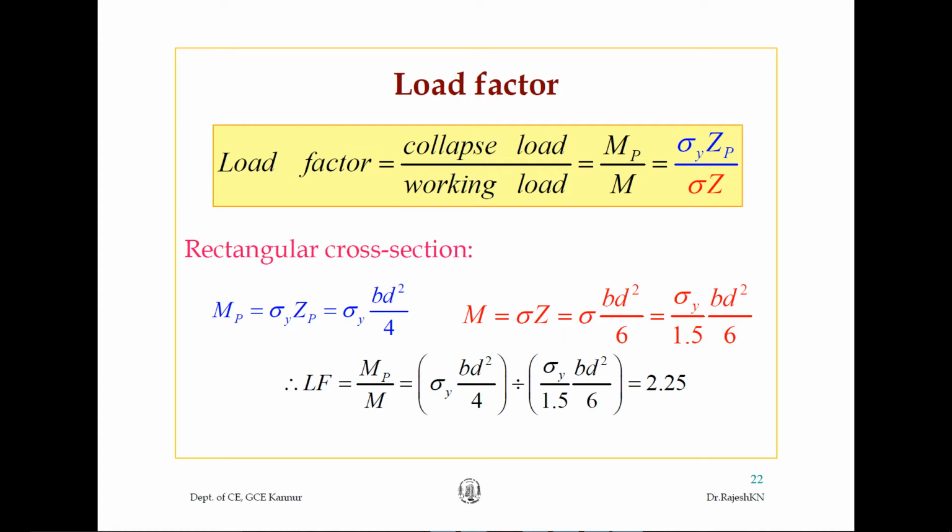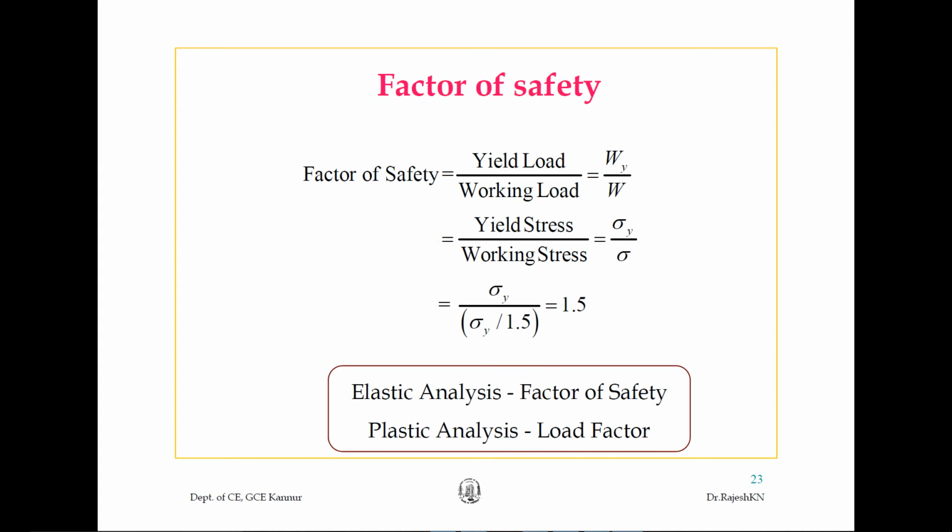Okay, let's calculate the load factor. MP we know is sigma y BD square by 4. Rectangular cross section we are taking, we will calculate MP. Similarly, M is equal to sigma Z, which is also BD square by 6, and we will calculate the shape factor. If we directly put it in, we get the load factor as 2.25 for a rectangular section.